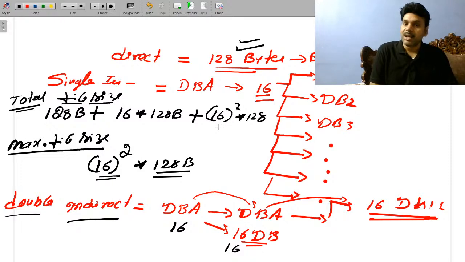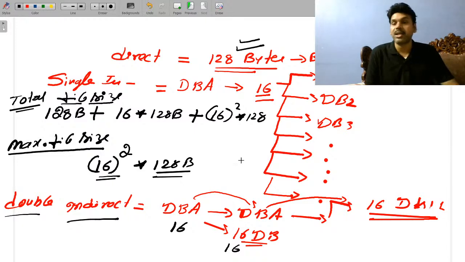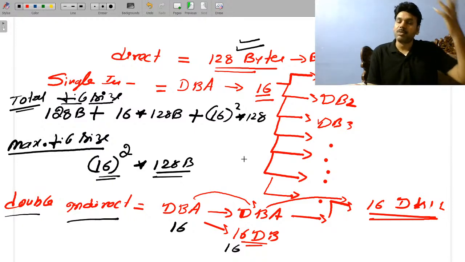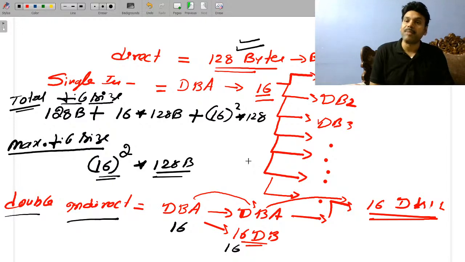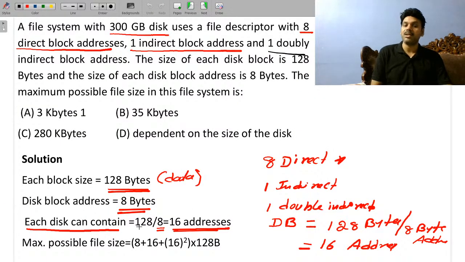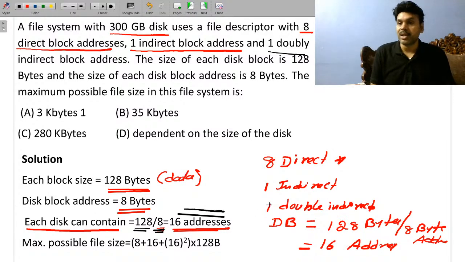Please understand, I said the double indirect pointer covers the single indirect pointer, and the single indirect pointer covers the direct pointer. So your maximum file size depends upon your maximum pointer only. So this is your maximum. 16 is nothing but we got the 16 like this. How did you get the 16? Your DB size divided by your address size. Then you can see how many addresses you are able to locate.